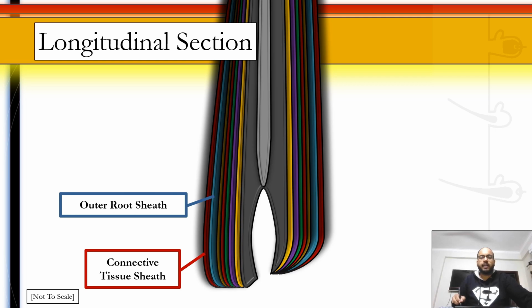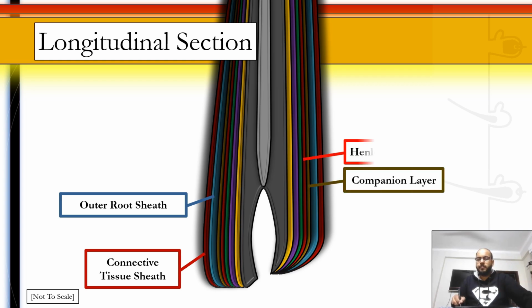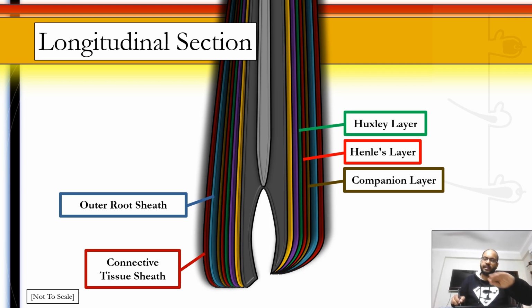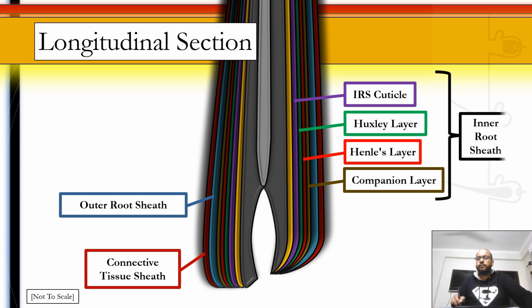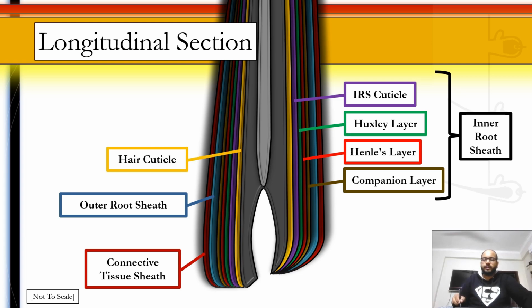The next layer is the outer root sheath. We'll discuss each layer separately, don't worry. Now we have the connective tissue sheath, we have the ORS. Now we have the companion layer, the Henle layer. Henle is outside, the Huxley layer is inside, and the IRS cuticle, inner root sheath cuticle. All four together are known as the inner root sheath. Clear? So parts of IRS are IRS cuticle, Huxley layer, Henle layer, and companion layer from inside to outside. Clear? Now let's move forward.